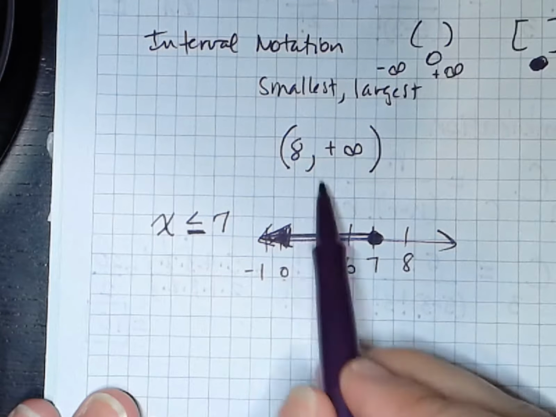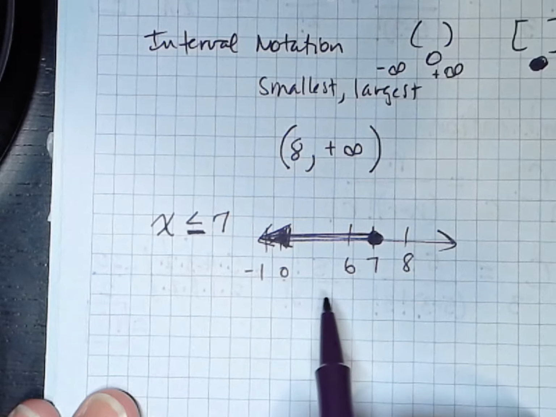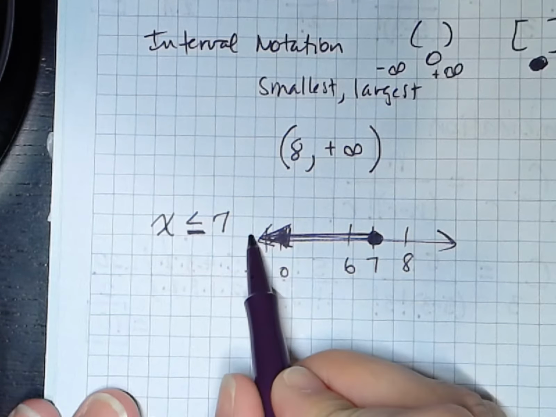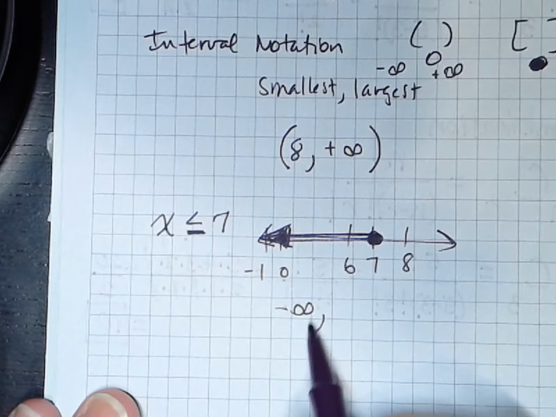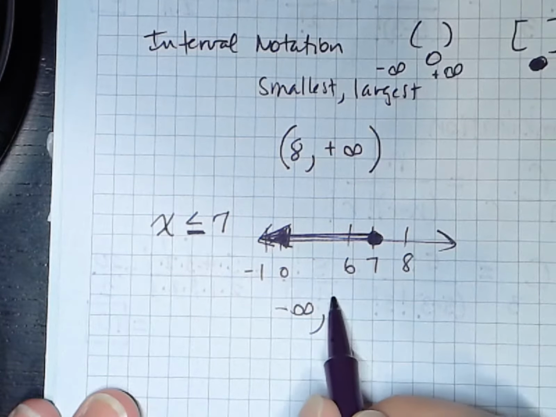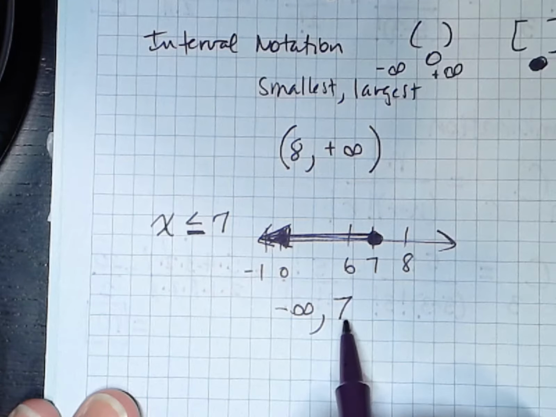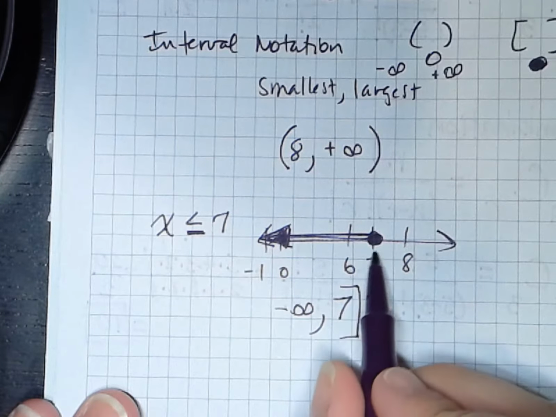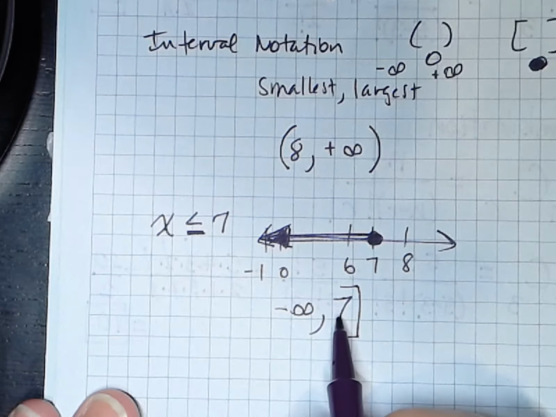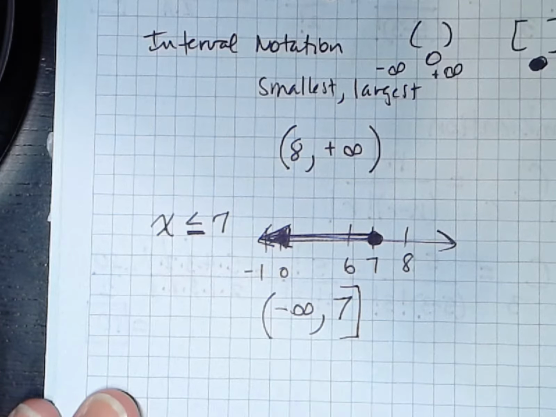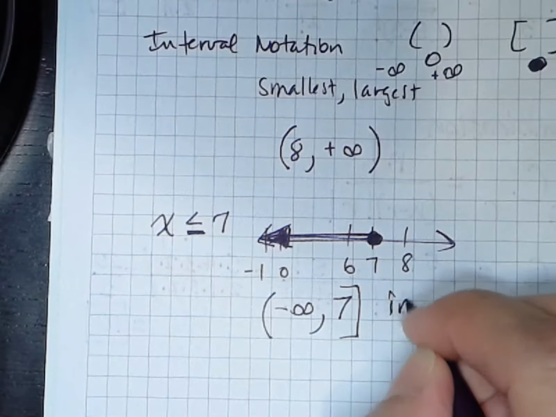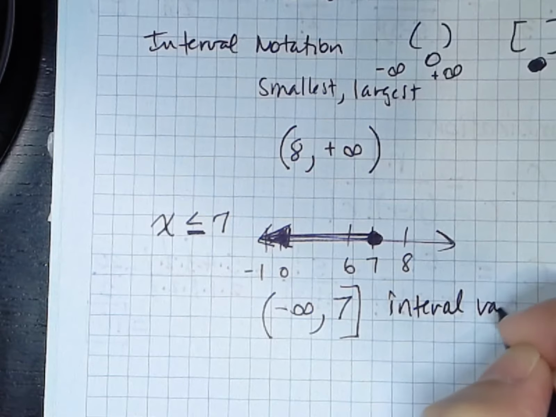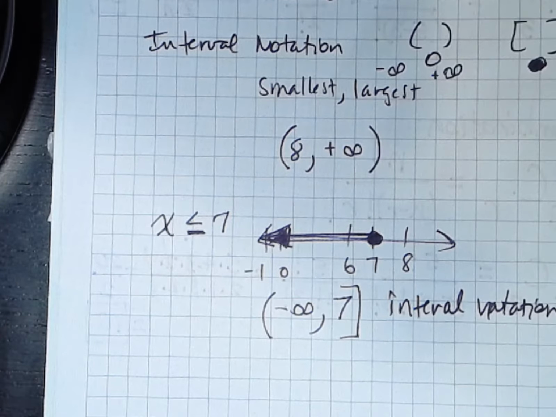So now when I write my interval notation, I want the smallest thing I had shaded to the largest. So the smallest thing I had shaded, well, it's negative infinity because this arrow is going to keep going on. And then I come over to the right and I stop at 7. So the largest thing I have shaded is 7. I'll use a bracket on the 7 because it's solid. That means I can include the 7. And I'll use a parentheses on the negative infinity. So that is interval notation for x is less than or equal to 7.